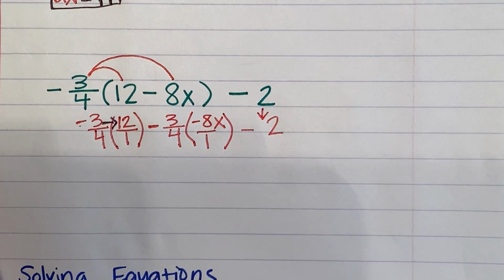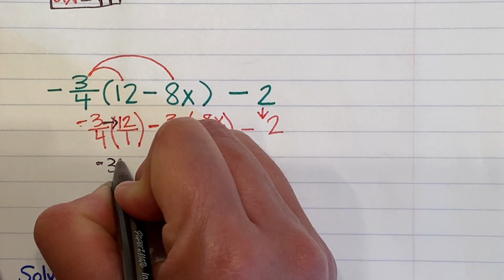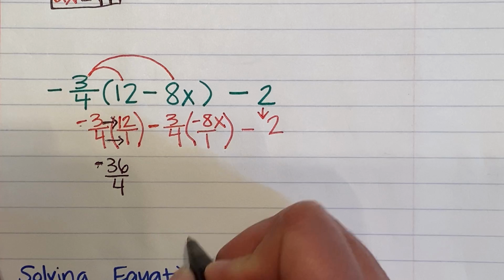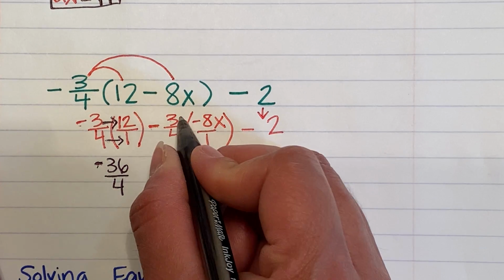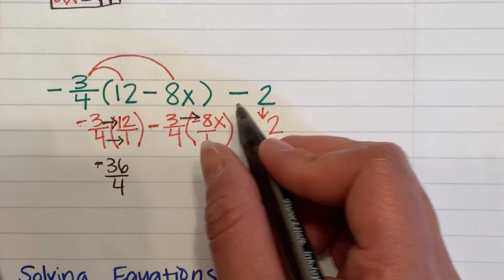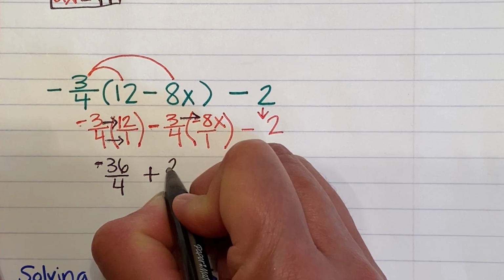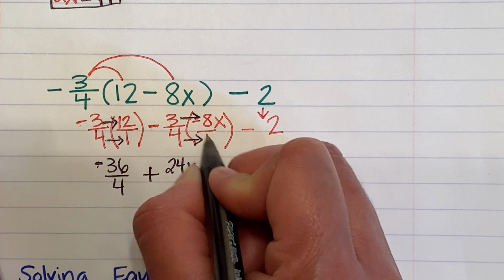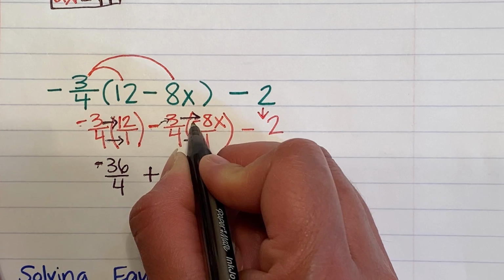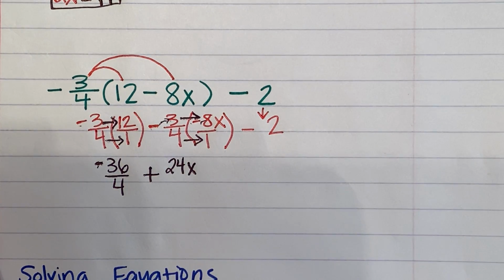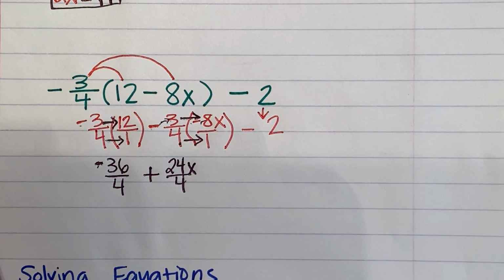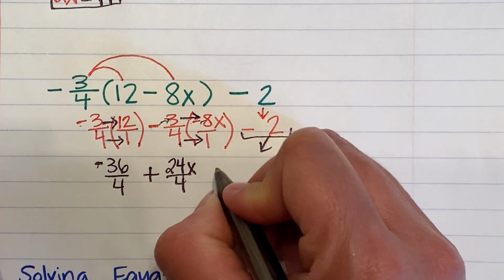Negative 3 times a positive 12 is a negative 36. 4 times 1 is 4. So negative 36 over 4. Then I'm going to take a negative 3 and I'm going to multiply it with a negative 8x. So I should get a positive, that's my sign, 24x. Now I need to take a positive 4 and multiply it with a positive 1. That negative is only to one term when you're dealing with a fraction. Now you take positive 4, multiply it with a 1. So you have positive 24x over 4. And then you can bring down that minus 2.